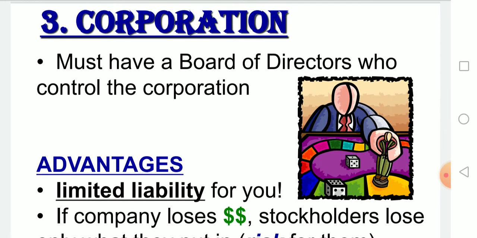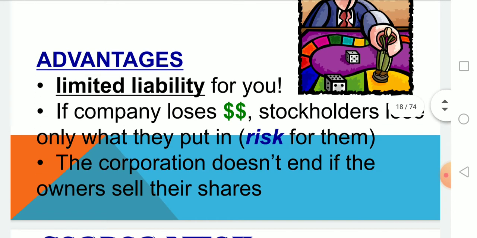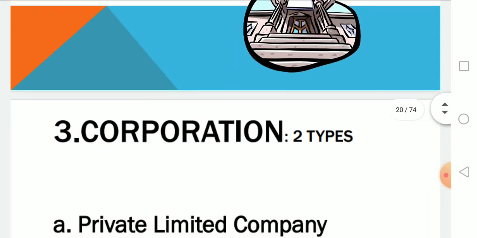Let's have the third kind of business ownership: corporation. What corporation? What does it mean? A corporation must have a board of directors who control the corporation. So we have here a board of directors who control the corporation. Let's see the advantages and the disadvantages of corporation.